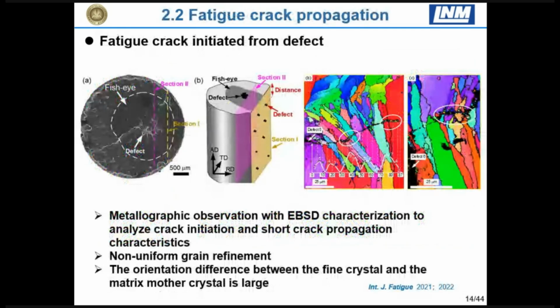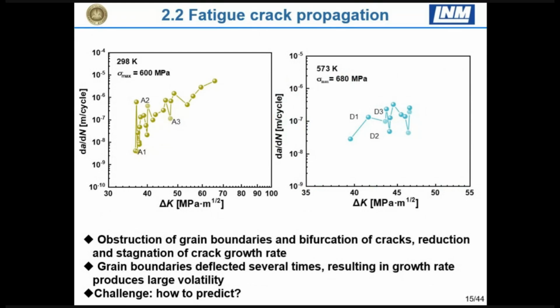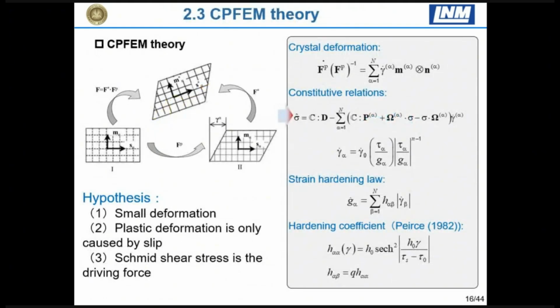From this observation, in the initial stage of crack initiation and propagation, multiple cracks exist, and then they coalesce into one main crack leading to final fracture. Especially in the short crack propagation stage, we can see that the crack propagation rate does not always increase with K. There is some fluctuation due to the microstructure, especially the very complex microstructure of these additive manufacturing materials. So this problem is very complicated, with a lot of challenges.